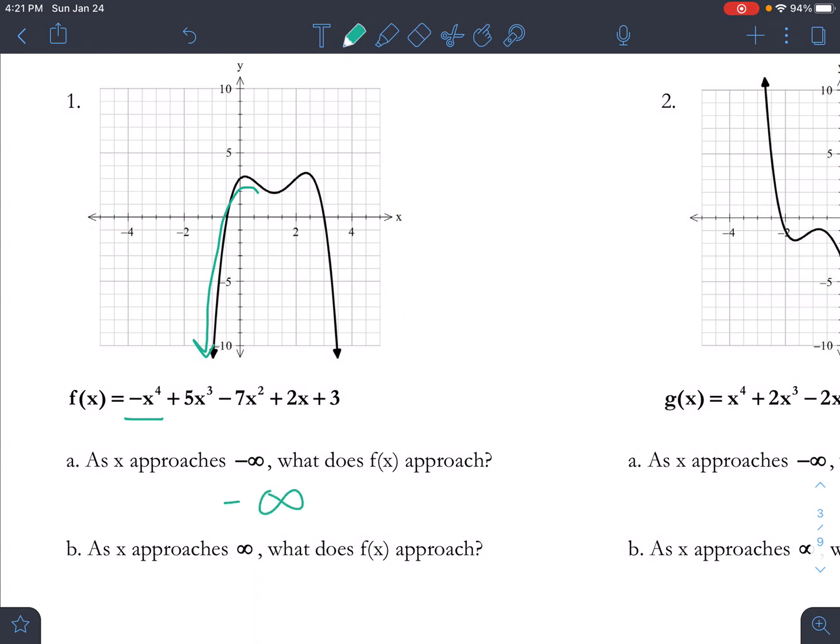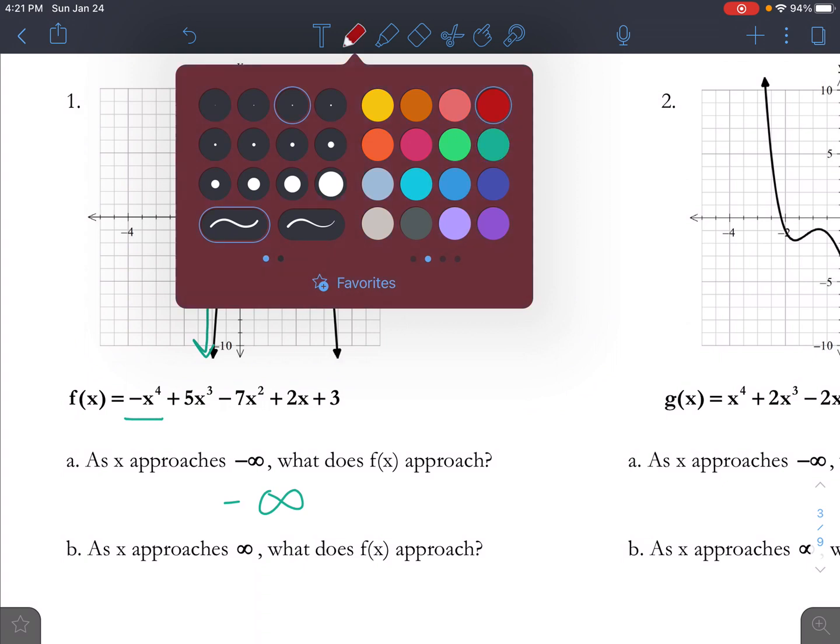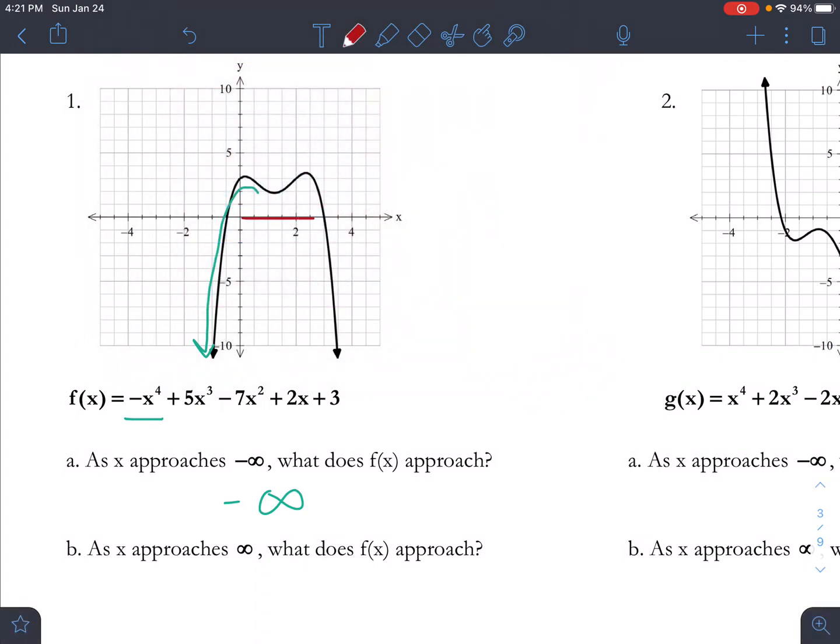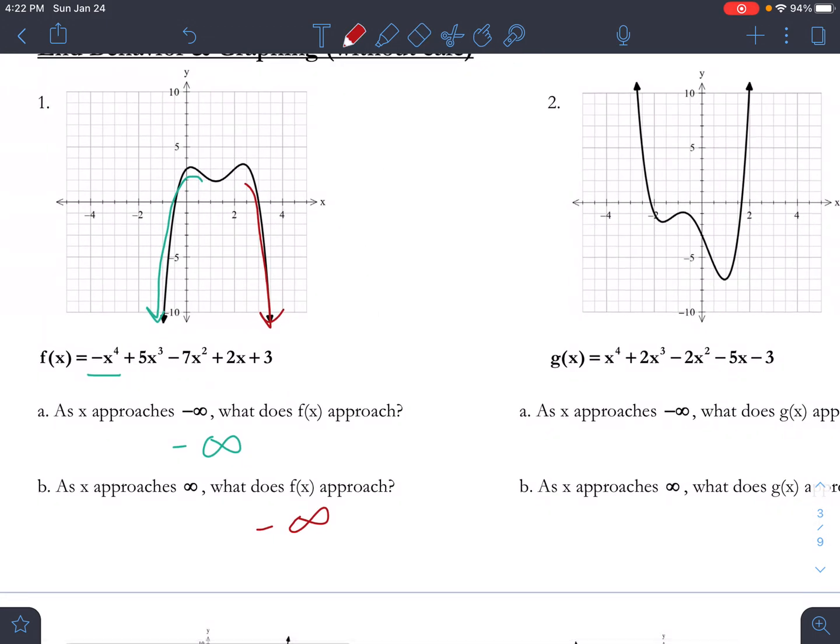Okay, I'll use red for the other one here. So as the x's go towards infinity, what's happening to my y values? My y values are getting smaller and smaller and smaller. So think of this almost as like left hand and right hand. On the left, it's going down towards negative infinity, and on the right it's going towards negative infinity.